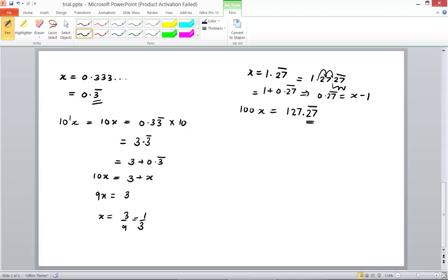I will repeat this here. So this is 127 plus 0.27 repeating. I'll simply put this value 127 plus x minus 1. So 99x, if I take x this side, is equal to 126. X is equal to 126 upon 99. So this is the P by Q form.